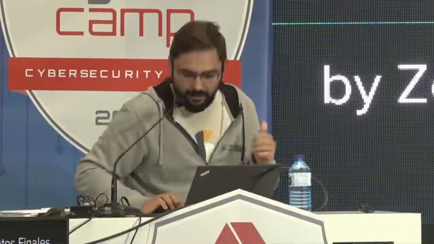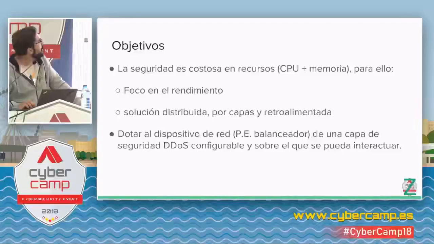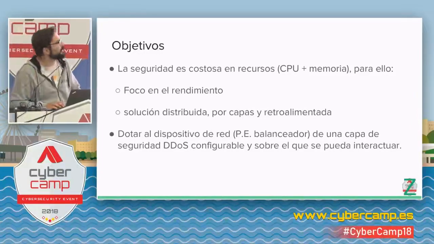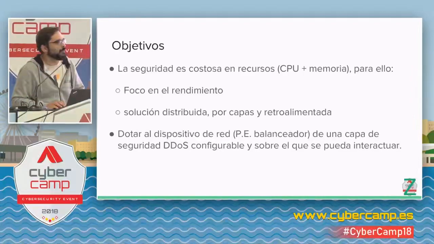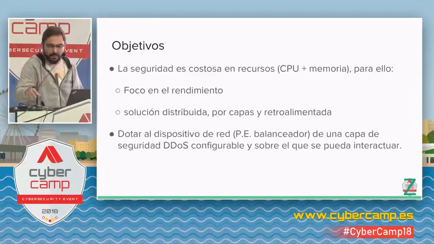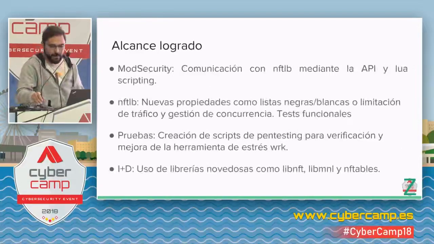Let's start then with a presentation of this demo and showing you how far we've got. Our main objectives for this project were security, because it's resource intensive. We need a lot of memory, a lot of CPU resources, and in order to improve that, we want to focus on performance and on a distributed solution in different layers and with feedback, so that we can have a network device with a layer.